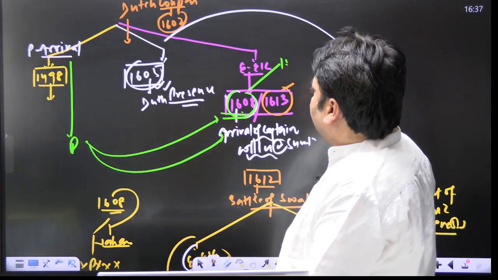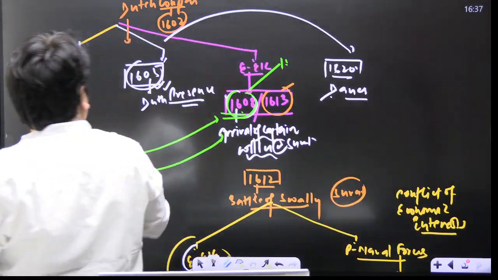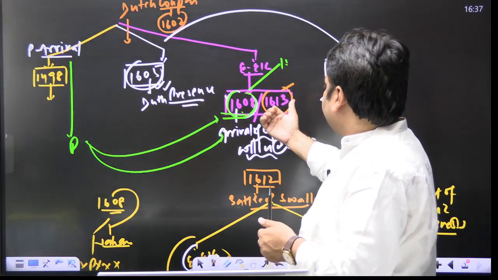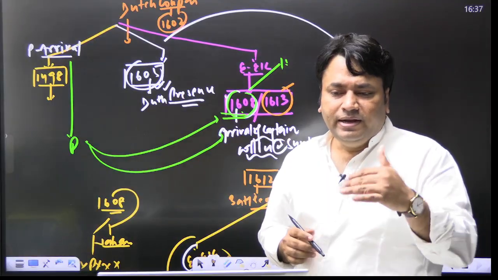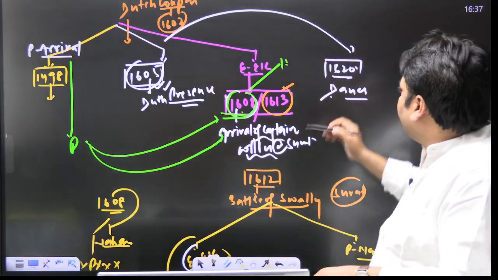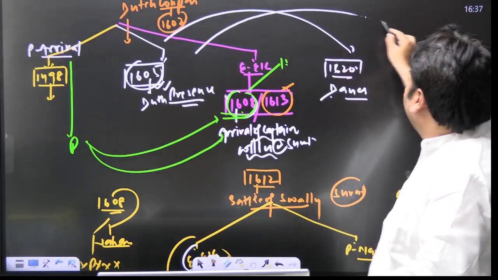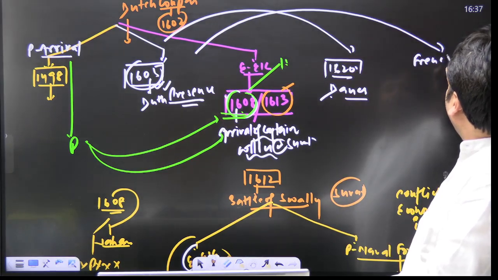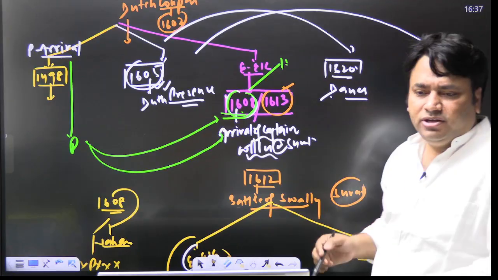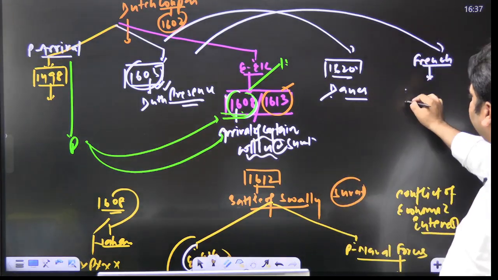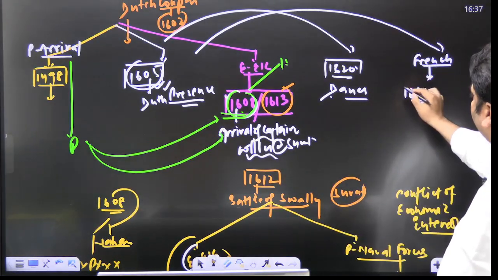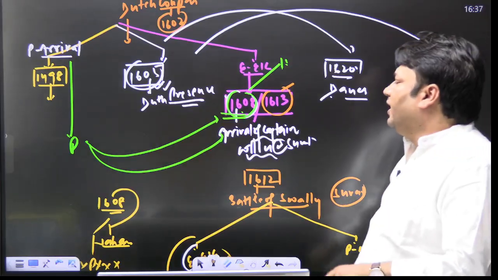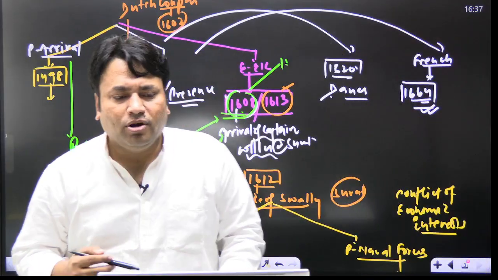This is the year. Now Portuguese 1498, Dutch 1605, English 1608, 1613, Danes 1620, and finally the last entrants here were French. And when we write French here, the year is 1664. This marks the year of French advent in India. So these are different European groups.